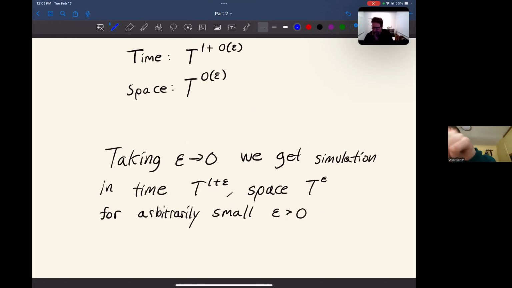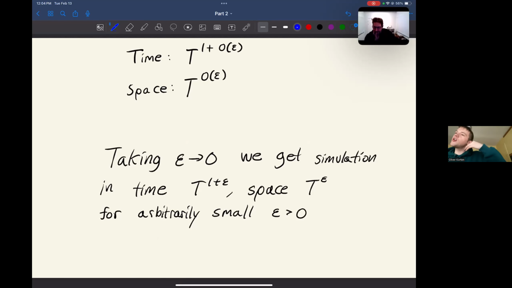And to the point of what that constant is, I can bring it to 0 by taking epsilon suitably small, right? So to rephrase this, I can get a simulation in time t to the 1 plus epsilon and space t to the epsilon. And this weird assumption that no determinant can find counterexamples where the compression scheme fails means that this simulation would always have to work.